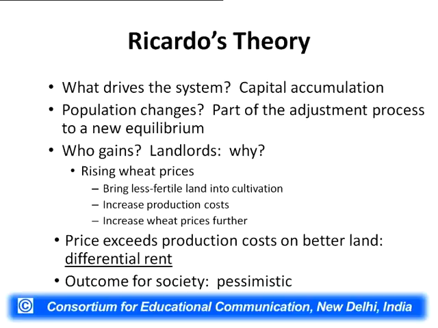Now, who gains? The landlord gains because they are the capitalists. Why do they gain? Because they try to bring more and more less fertile land into cultivation. They increase the production cost, and that increases the wheat price, and then again they increase their profit.